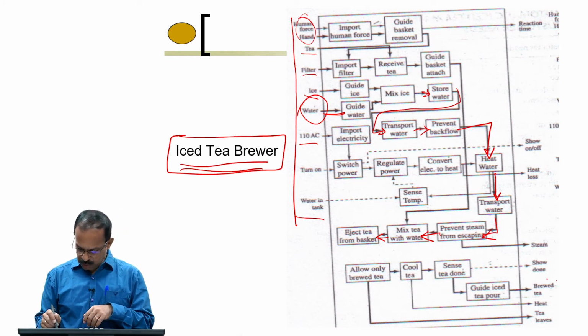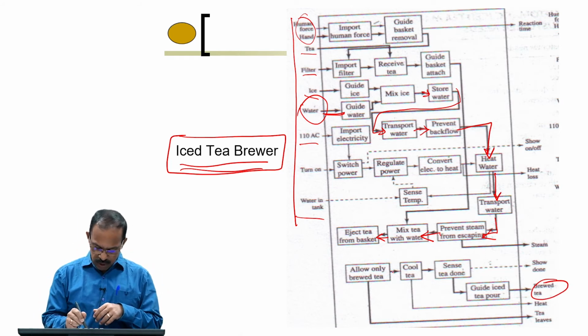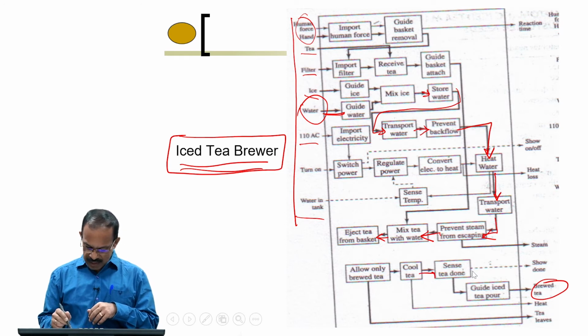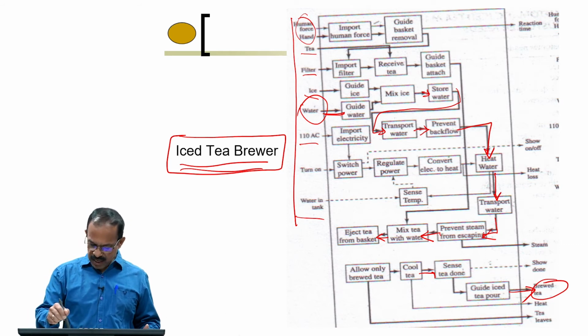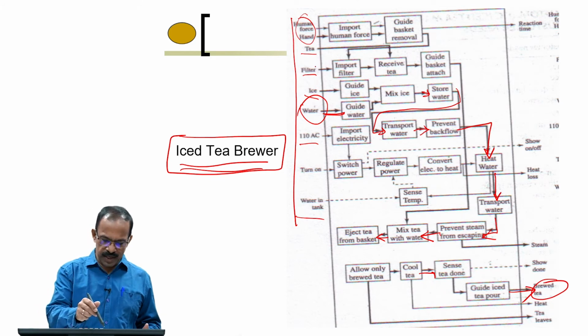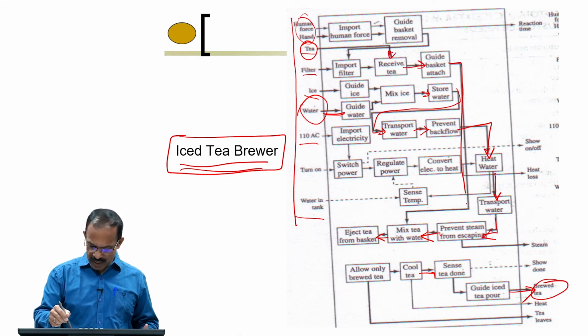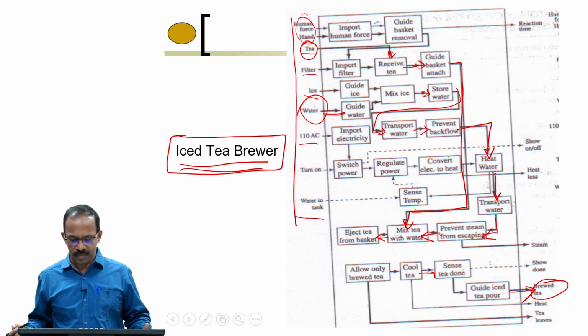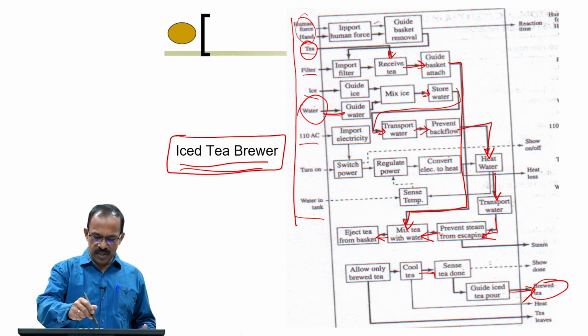You will see that the brewed tea comes out as an output here. From here you allow only the brewed tea through a filter, then cool the tea, sense that the tea is done, and guide the iced tea to pour. That is how the tea comes out. So this is the water loop, and then you have the tea loop here. You can see receive tea and guide basket attached, and then it comes over here to mix tea with water. That is the tea loop, and everywhere the human hand is used, which is why the human force comes in here, and then basket removal, everything is there.